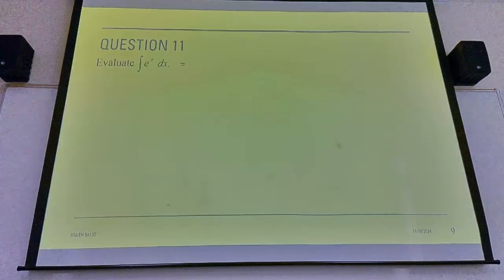E to the pi times x plus c. Yep, that's all it is. Yeah, e to the pi is a constant.